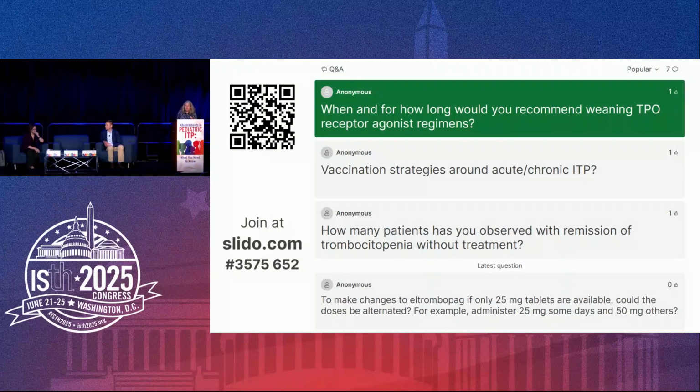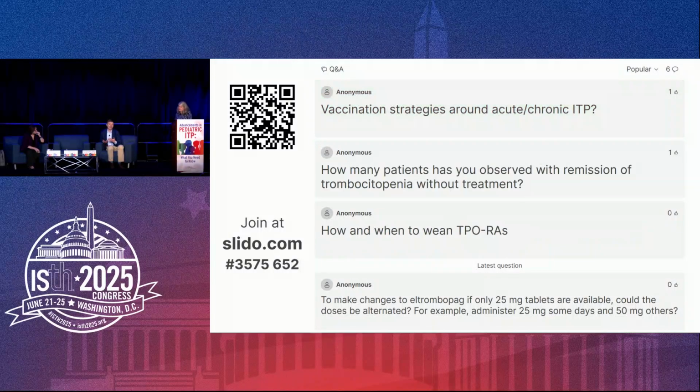Yeah. And I'm going to combine two questions up here, because they're kind of on the same topic. One is about when would you recommend weaning a TPO and how, and the other is this notion of sustained response off treatment. I think there's a bit of variation in how to wean a TPO-RA, from people that just stop more quickly and those that try weaning. Myself, I prefer the weaning technique.